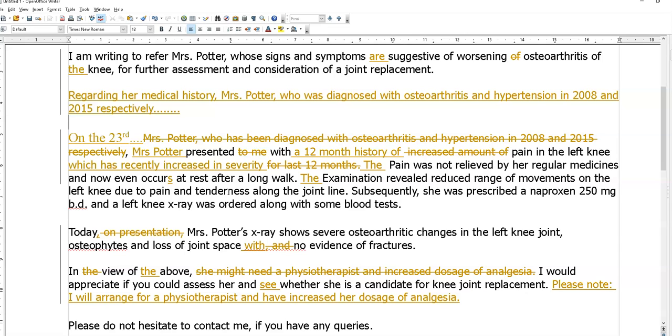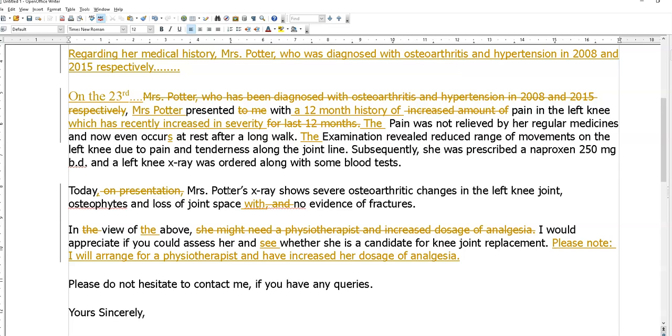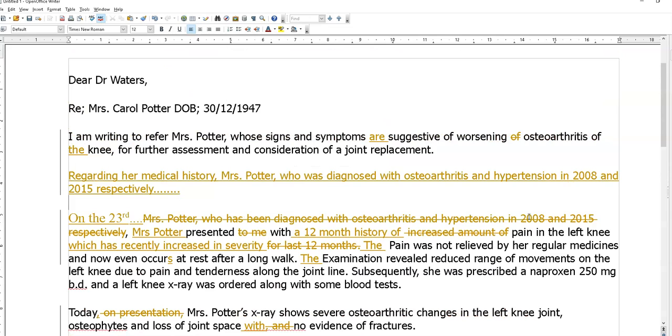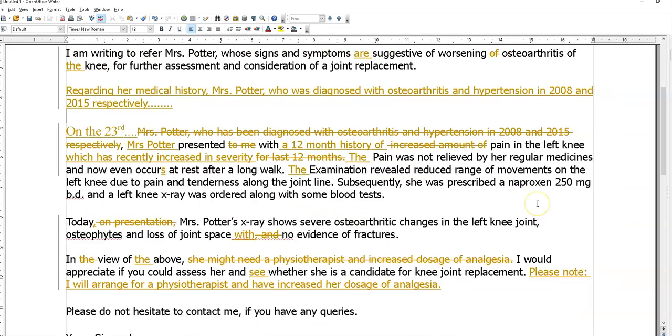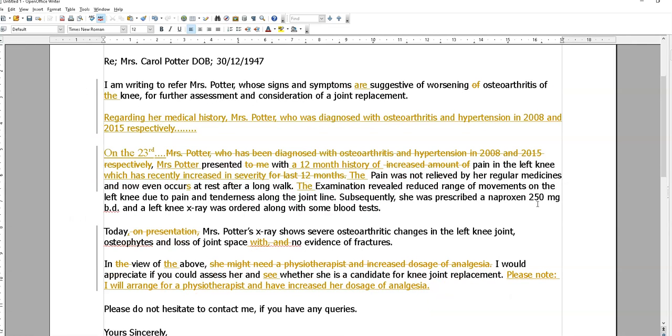Examination showed, etc. Today, the results showed, etc. So, in view of this, I would appreciate it if you could assess her, and then, please note, because I don't really need it, but it's secondary, I will arrange for physiotherapist and have increased her dosage of analgesia. Okay, so if you do it like that, that makes perfect sense. Everything's logical, well laid out, etc. Okay, I'll just get it all on the screen so you can see. Okay, so that's how I would do that particular letter.